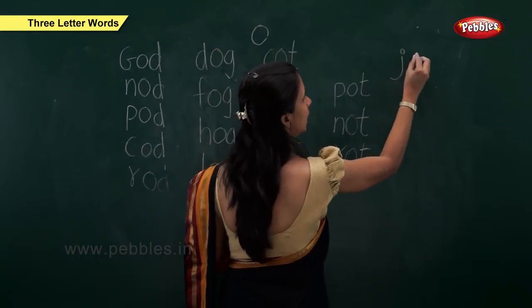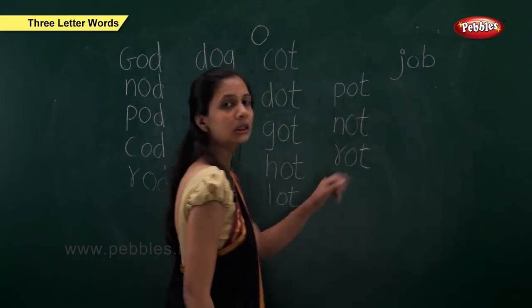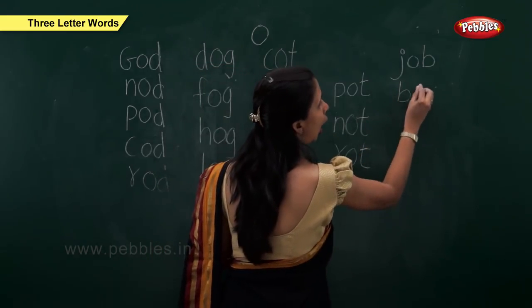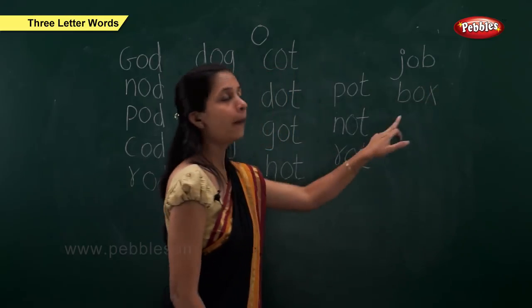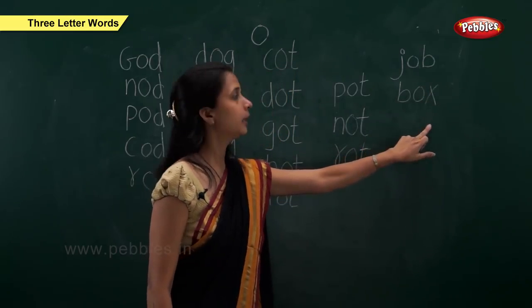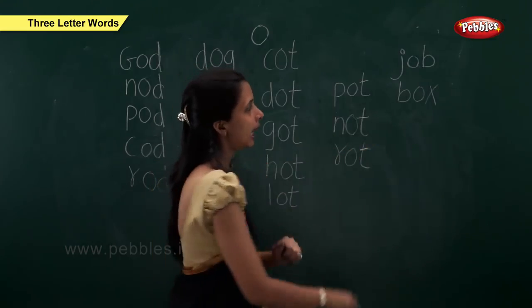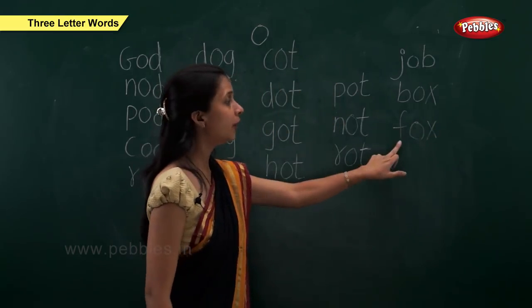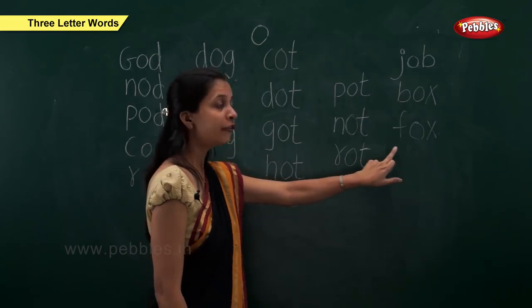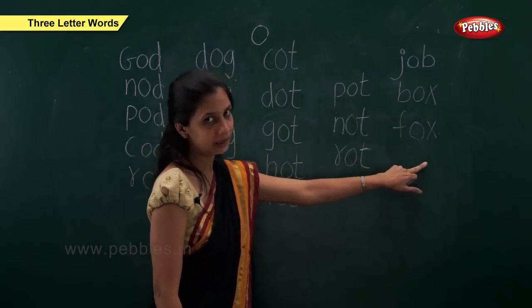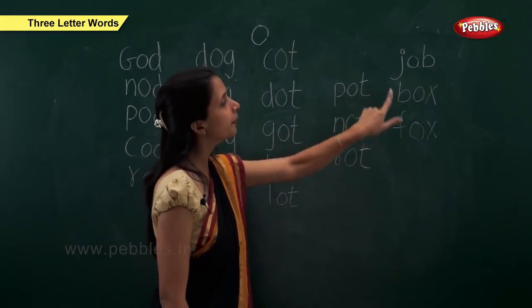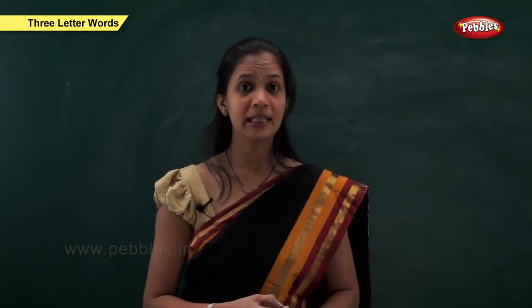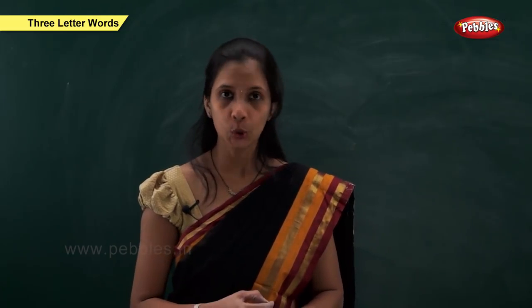That is J-O-B, job. And the other is B-O-X, Box. And the next is F-O-X, Fox. Now we will repeat. J-O-B, Job. B-O-X, Box. And F-O-X, Fox. Now we will start with another vowel, that is U vowel.